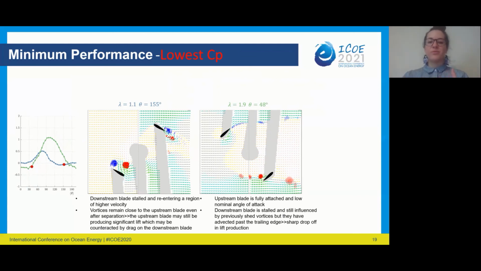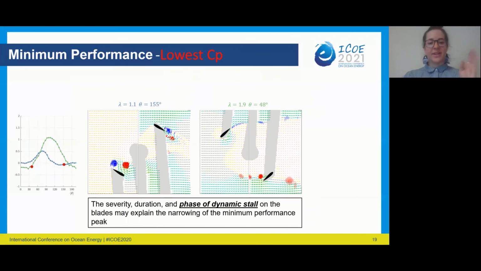For 1.9, the upstream blade appears to be in fully attached flow and is at a low nominal angle of attack, while the downstream blade is stalled and still influenced by those previously shed vortices, but they've translated past the trailing edge of the blade, signifying a sharp drop-off in lift production, and this might explain why that minimum performance peak is so narrow. So overall, the severity, duration, and phase of dynamic stall on the blades may explain the narrowing of the minimum performance peak for that high performance case.